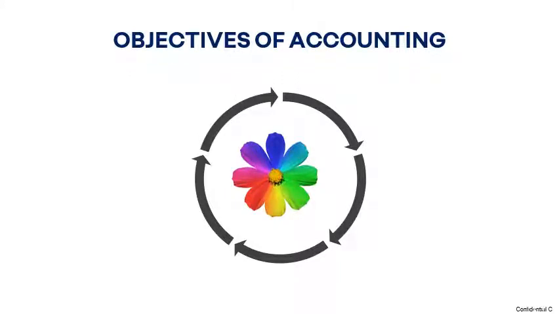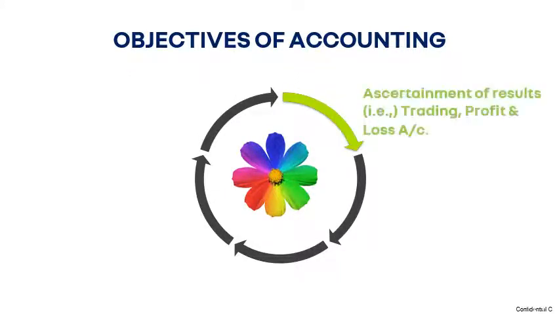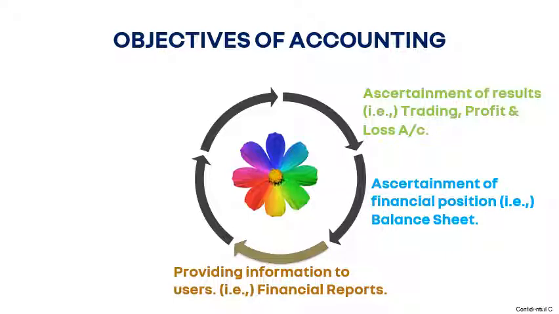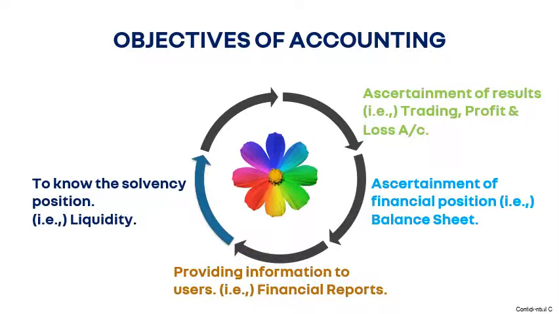Let us see the objective of accounting. The objective of accounting is to ascertain the results of the financial transactions, so the trading and profit and loss accounts and all that. We also ascertain the financial position of our organizations, which the balance sheet gives. It also gives information to generate financial reports. And we also know the solvency, liquidity, and profitability of the company.